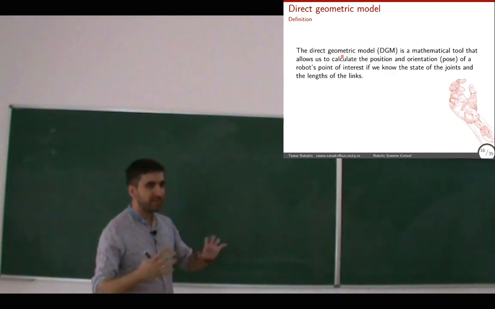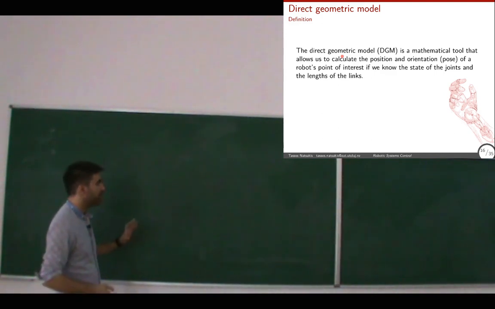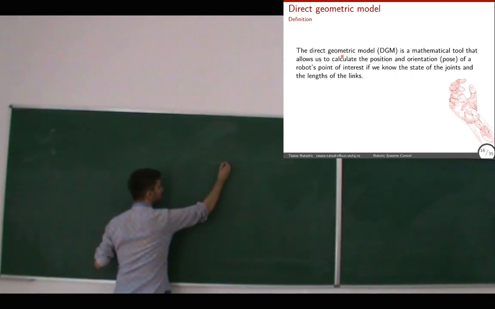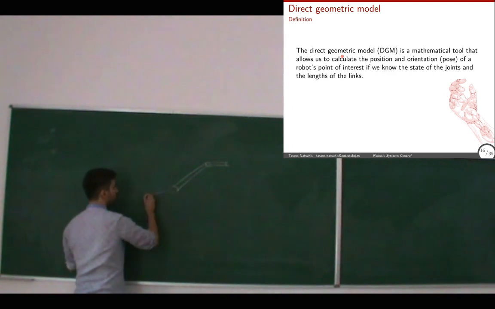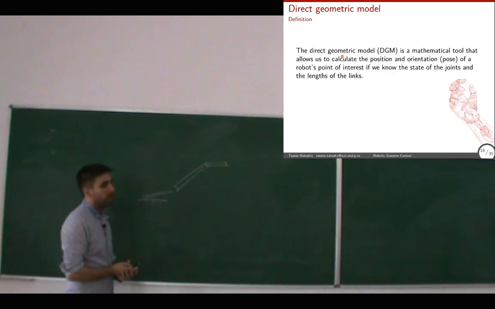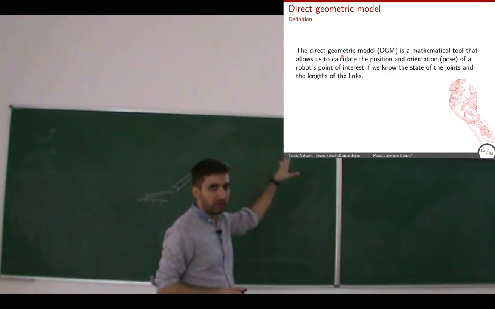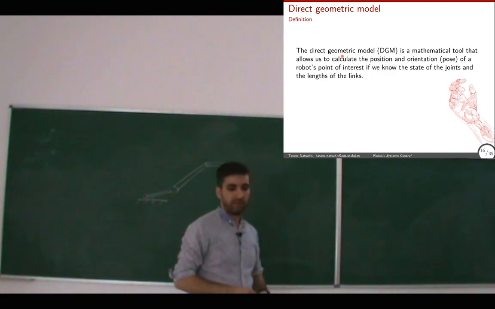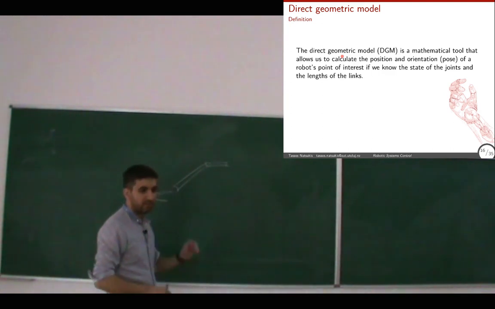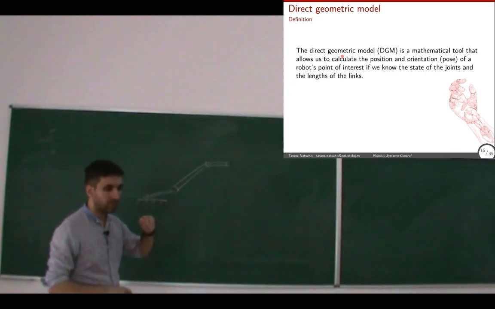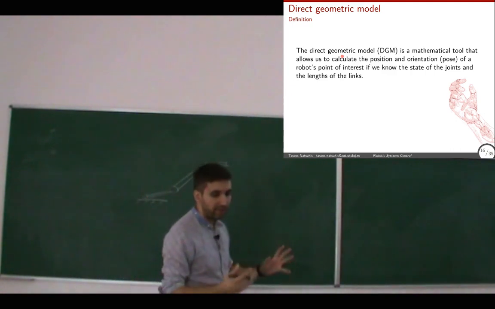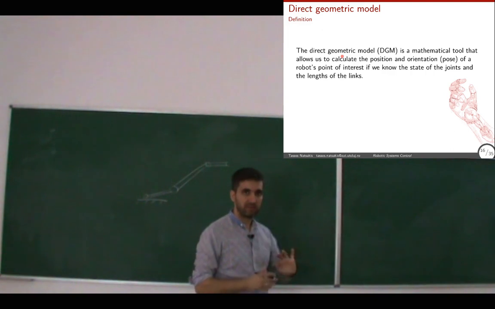So this technique of describing the position and orientation of the end effector of a robot relative to the base of the robot, we call it the direct geometric model or direct kinematics model, different ways. And it's a mathematical tool that allows us to calculate the position and orientation of a robotic point of interest, which is usually the end effector, as I said, but it can be anything.